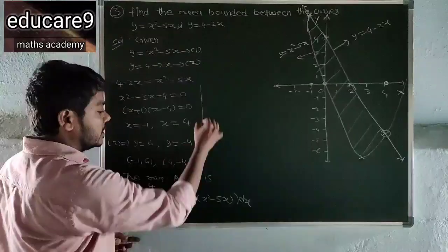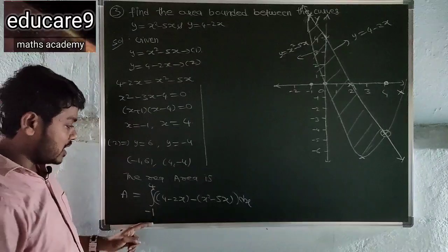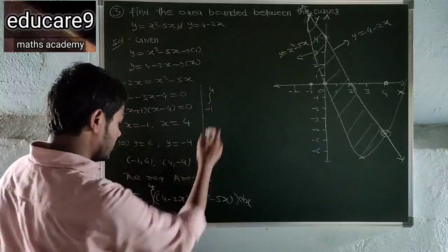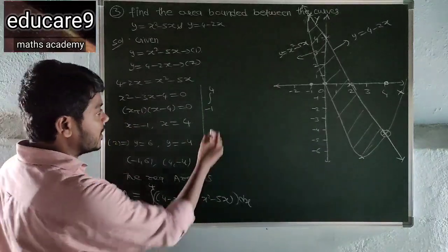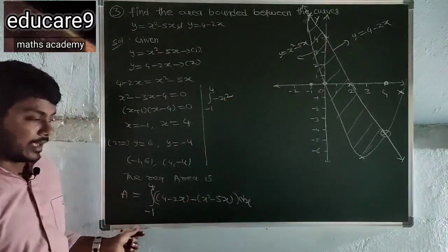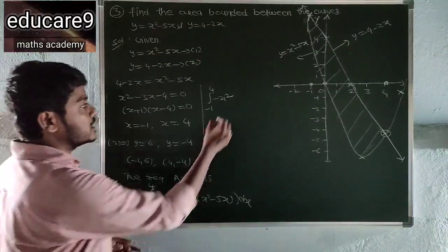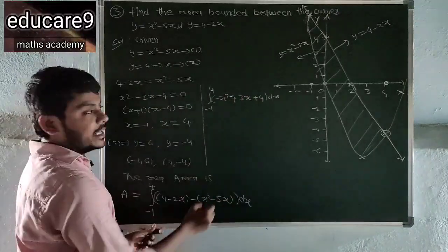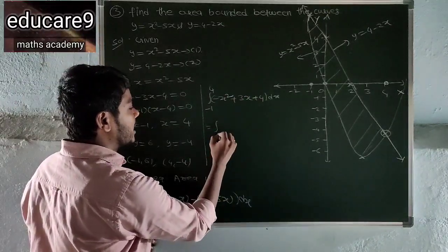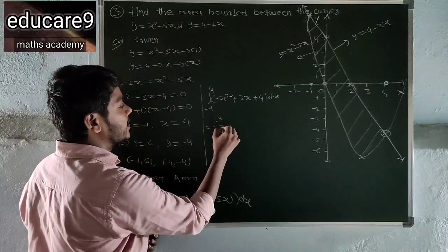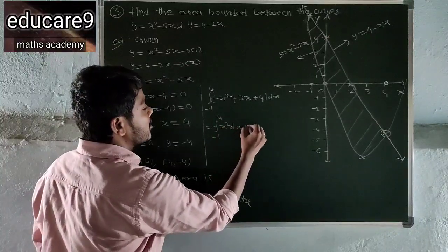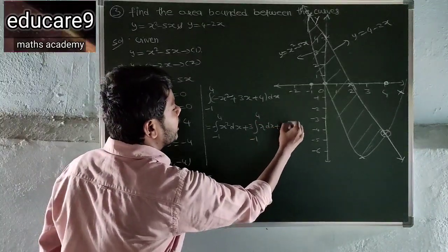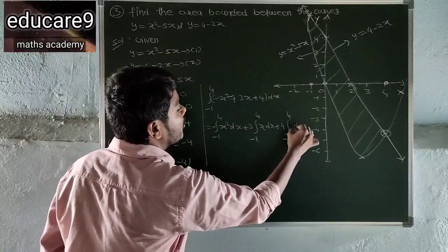Now I have to integrate this one. See here, this is integral minus 1 to 4. Now this is minus x square, next 5x minus 2x, plus 3x plus 4, dx. Now integrating separately, this is integral minus 1 to 4. So write minus outside of the integration, x square dx, plus 3 into integration minus 1 to 4 x dx, plus 4 into integration minus 1 to 4 1 dx.